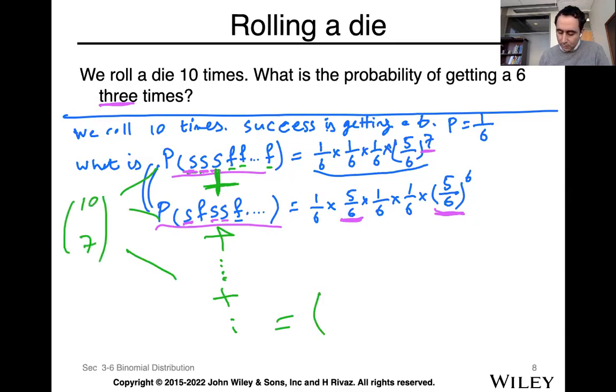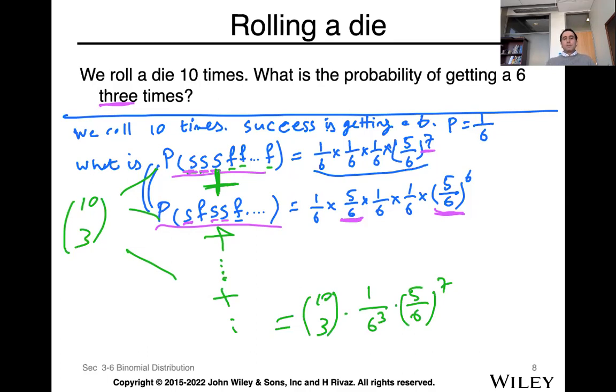So the answer becomes 10 choose 7, or combinations of 7 out of 10. I should have written 10 choose 3, but these are equal, right? Yeah. I think I talked about it before. So 10 choose 3 and 10 choose 7 are the same number. So it's 10 choose 3 times the previous answer, 1 divided by 6 to the power 3 times 5 divided by 6 to the power 7. Was that the question? Yeah. Thank you.